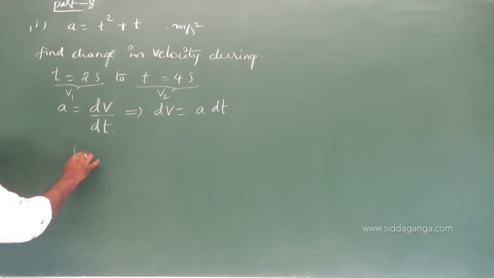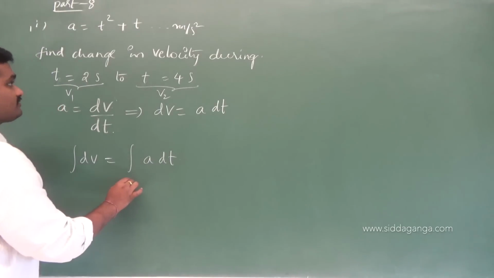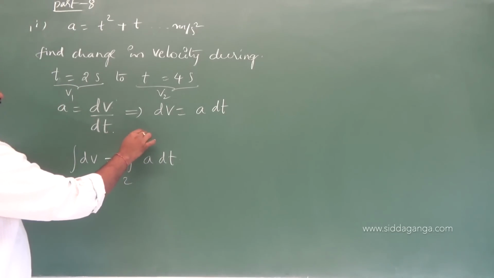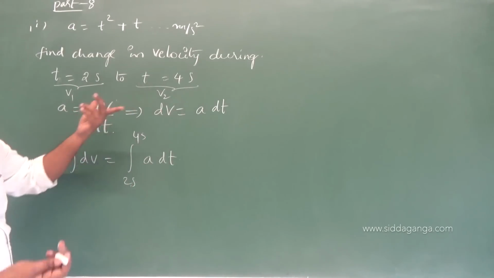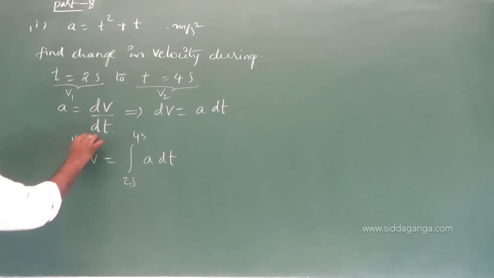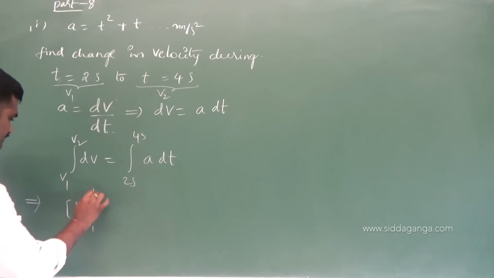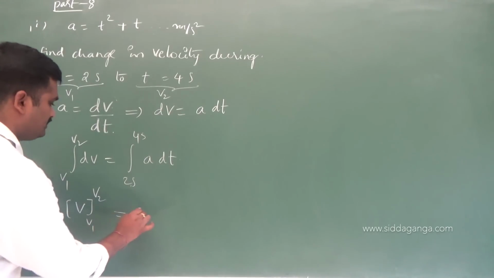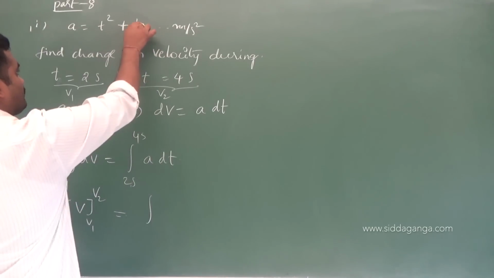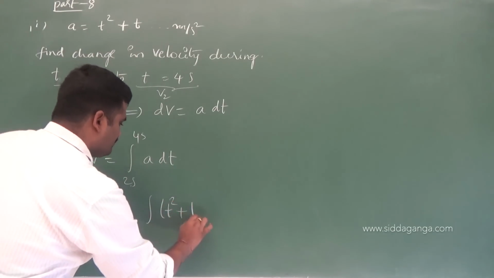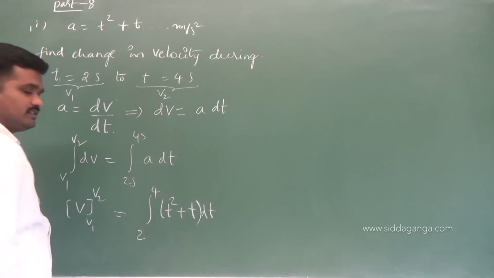Then integral of dv equals integral of a into dt, where the limits change from 2 to 4 seconds. During this time from 2 to 4, velocity changes from v1 to v2. We don't know the values. Therefore, integral of dv is v, with limits v1 to v2, equals the integral of a, which is t square plus t as given, so t square plus t into dt, with limits 2 to 4 seconds.